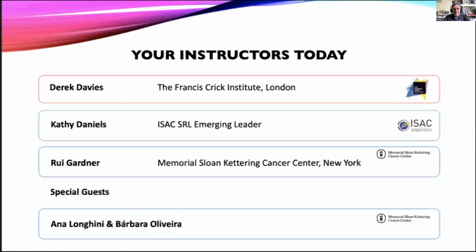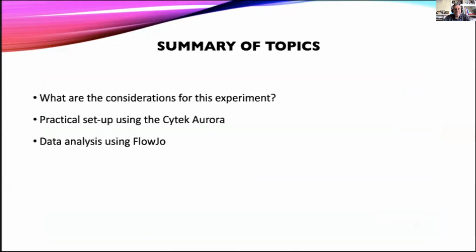Okay, thank you, everyone. So what we're going to do is follow our tried and tested route into these OpenFlow sessions. We're going to talk initially about the considerations we need for any experiment that we're going to do. So I'm going to give you a little introduction into that. Then we're going to be using the Cytek Aurora today to run some samples. So we'll hand over to Kathy, who will walk us through how we set the machine up and how we set the experimental template up. And then at the end of the session, we will do some data analysis with Rui using FlowJo.